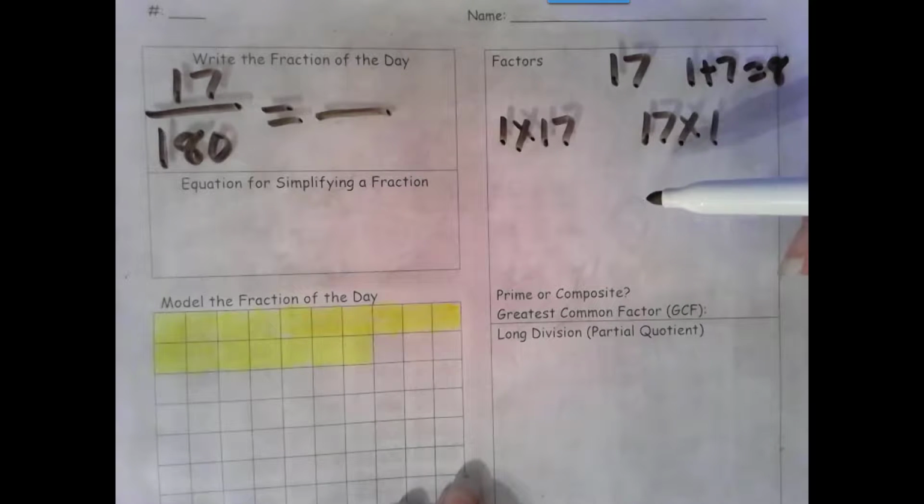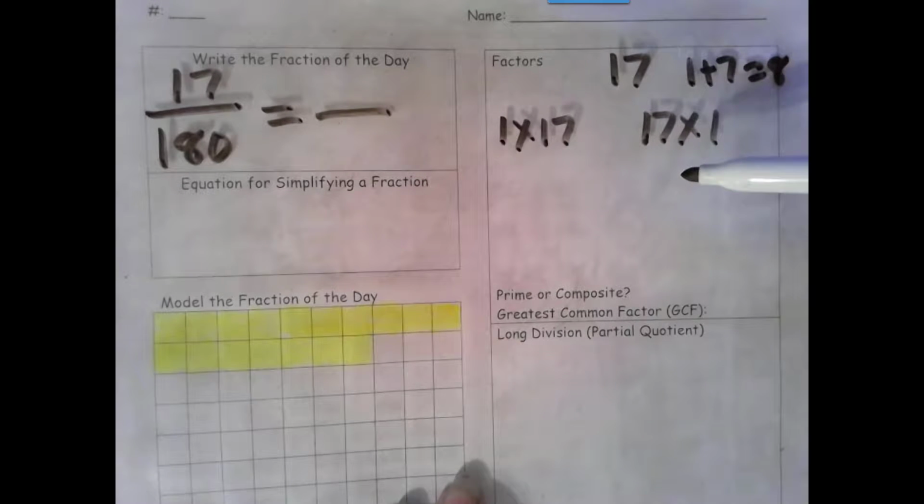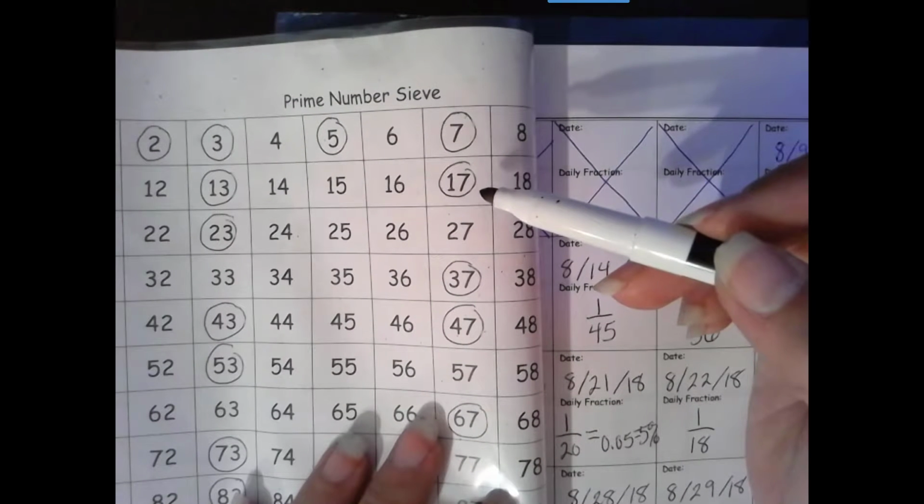We try 11. 11, 22. 17 is not in that list. We try 13. 13, 26. No, 17 is not in that list. We try 15. 15, 30. No, 17 is not in that list. And then we get to 17. Now if we checked on the prime number sieve, we would have seen that yes, 17 is prime.